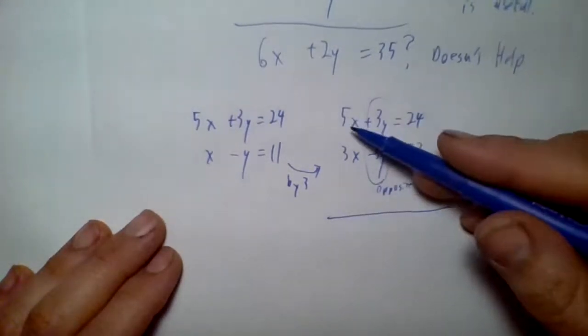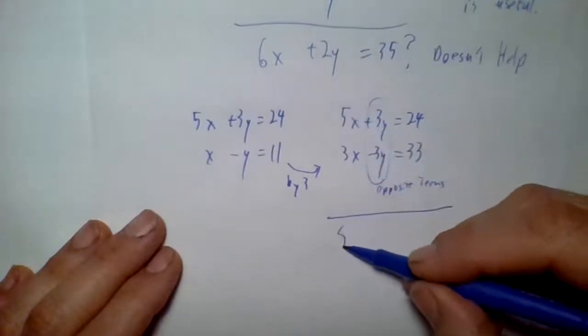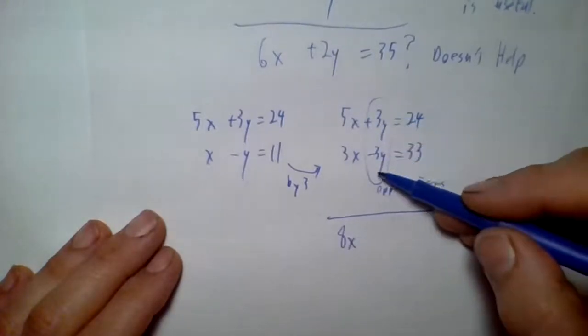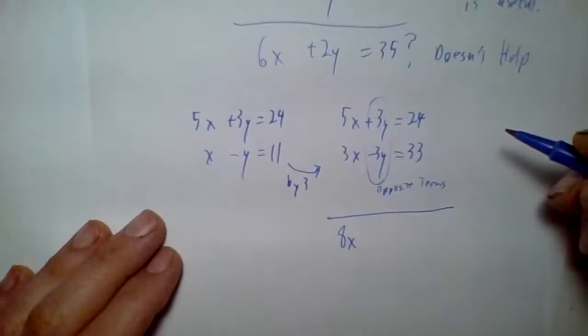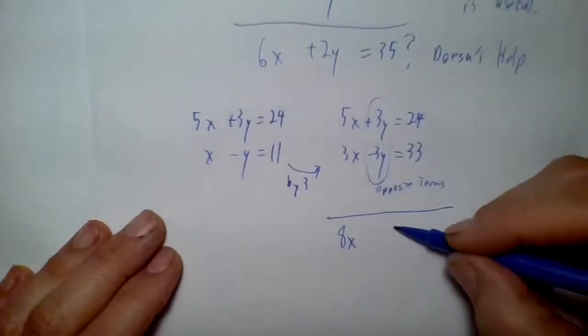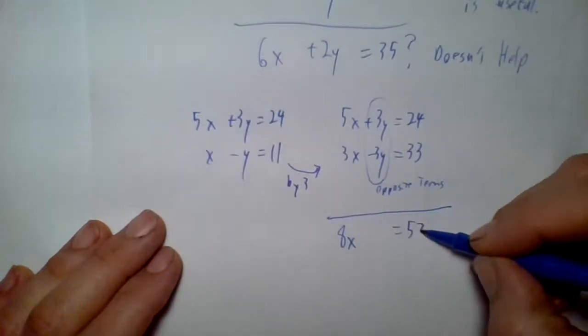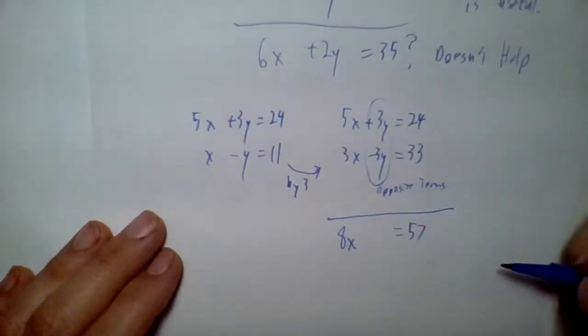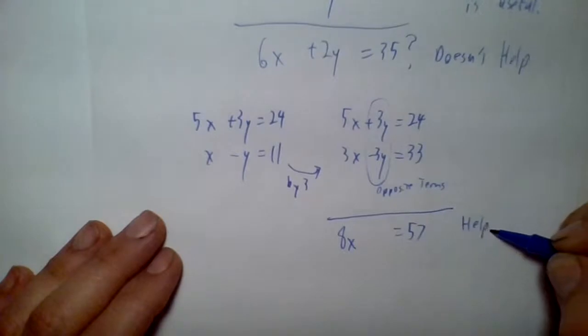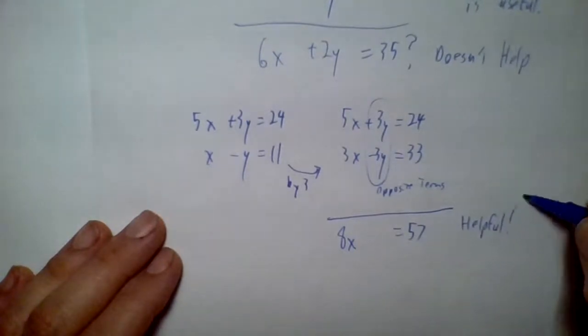When you have opposite terms there and you add these up, 5x plus 3x is 8x. 3y and a negative 3y isn't going to add up to anything, right? That's a 0. And that's supposed to equal, what do we got, 57? So that really helps me. That's actually helpful. I eliminated a variable on that.